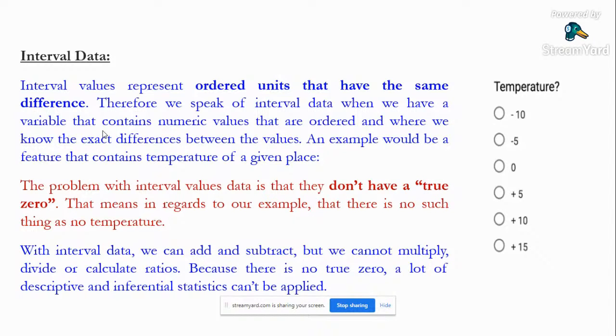Consider temperatures -10, -5, 0, 5. The difference between 0 and -5 and the difference between 0 and 5 is the same. Similarly, the difference between -5 and -10 and that between 5 and 10 is the same. So the difference takes on certain meaning. The problem with interval data is that it does not have a true zero. When we measure the temperature of a city, a true zero would mean there is no temperature, which is not the case. With interval data we can add and subtract, but we cannot multiply, divide, or calculate ratios, because we do not have a true zero.